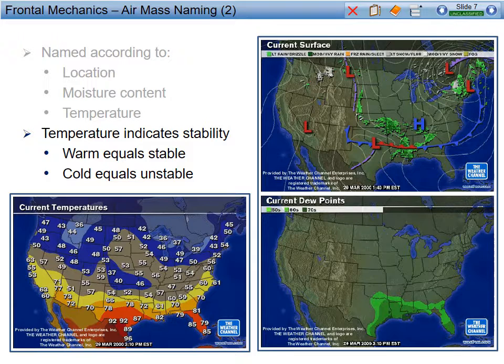Temperature also indicates stability. So warm equals stable, and cold equals unstable. And the reason is because warm air over cooler ground or colder ground will eventually cool down, and when air cools down, it tends to settle or remain where it's at. Cold air over warmer ground will eventually heat up and begin to rise, which makes it unstable.